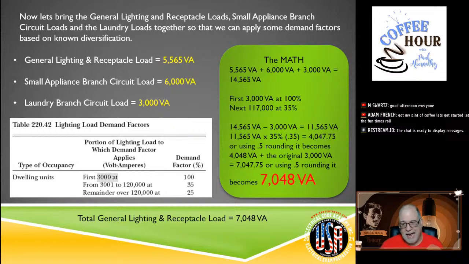Now, we got to add that original 3,000. Remember, we kind of tucked it away. We put it to the side. We had to take that at 100%. Okay. So we add it back in there. So that takes us to 7,000. And, well, since we already rounded to 4,048, here we're just adding the whole numbers together. So it should be 7,048 total, okay? So that is the 4,048 plus the 3,000, okay? So you write that down.